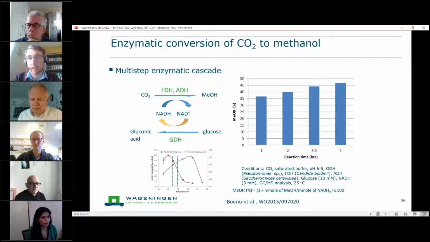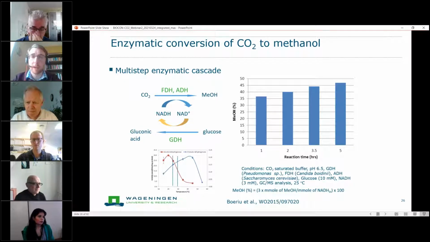It's well established, it works well, but the disadvantage is that we get a second product, the gluconic acid, that we have to separate out. And in the end, if you want an industrial process, you also have to find an outlet for that. So that is something that's less advantageous.